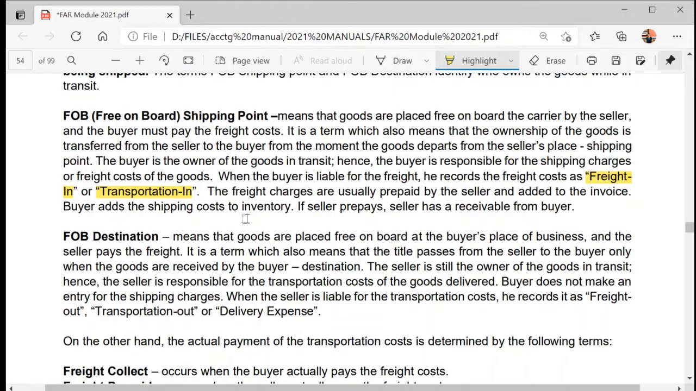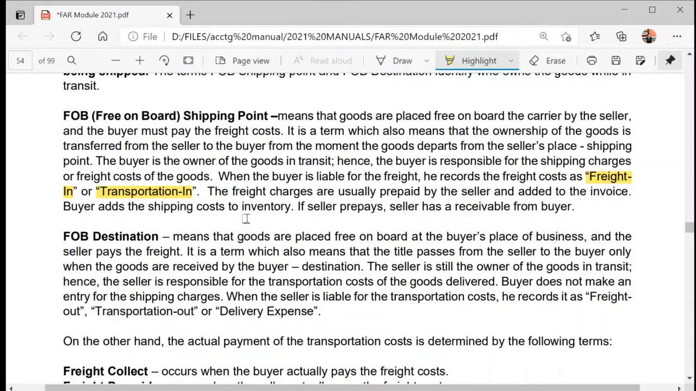Therefore, who should shoulder the transportation cost while it is still in transit? So the one who is responsible for the freight charge while in transit is the seller because the seller is still the owner of the goods.